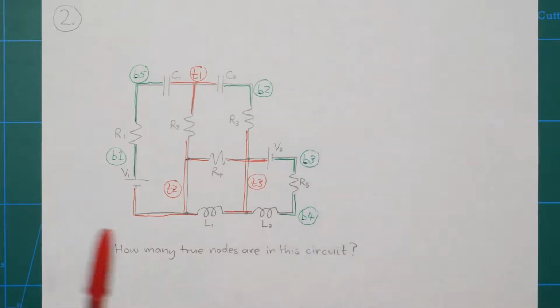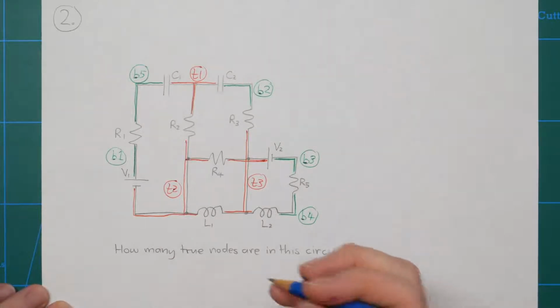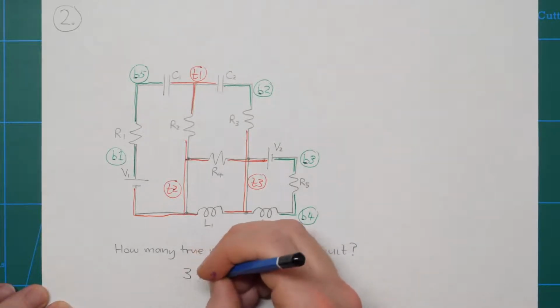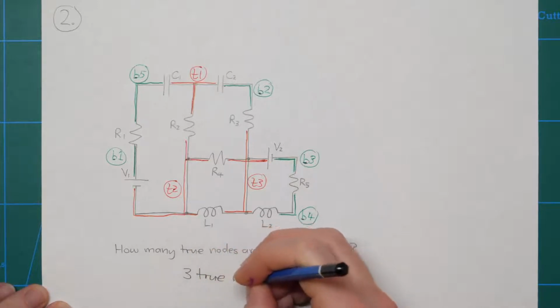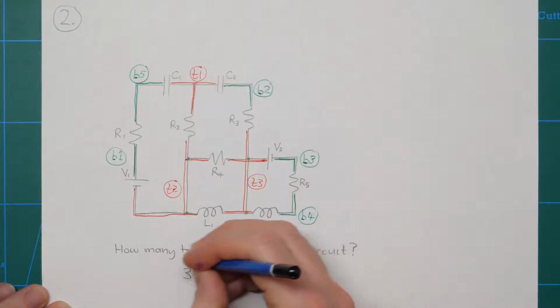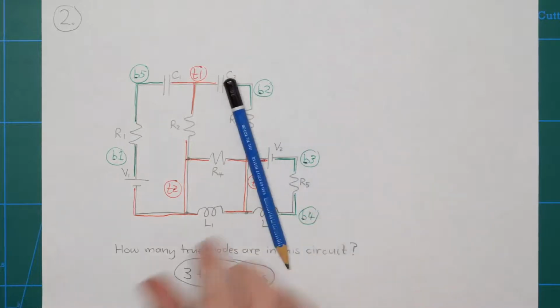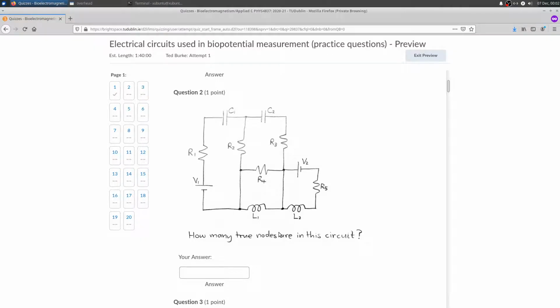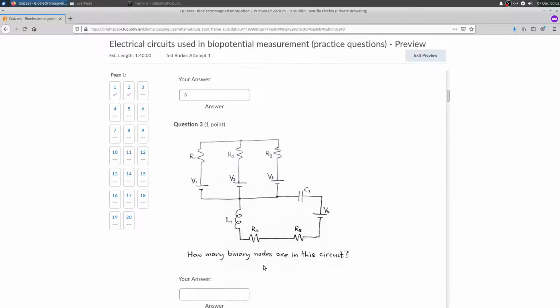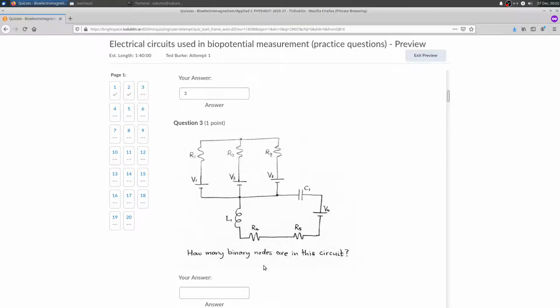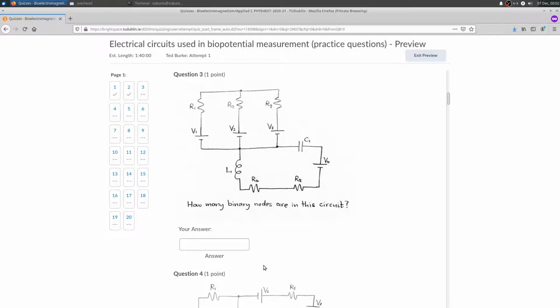So anyway, in this case, you have been asked how many true nodes are there in this circuit, and there are 3 true nodes. So all you need to do is type in 3. Now, of course, once you know what you're looking for here, you could probably answer that question in about 5 seconds, but I just want to go through things carefully here to make sure it's clear why I'm putting in the number that I'm putting in. So, question 3.